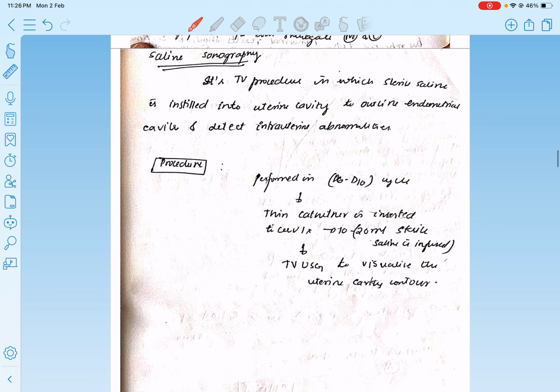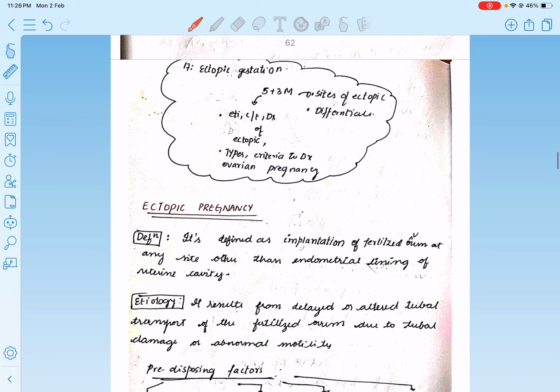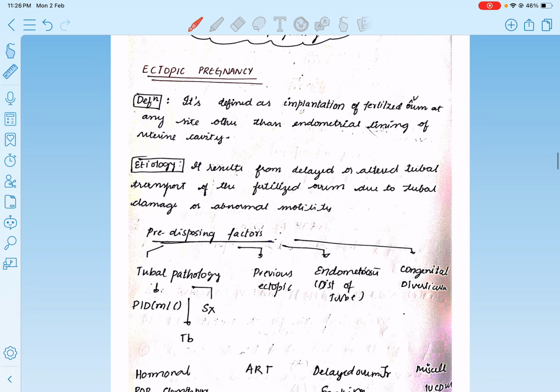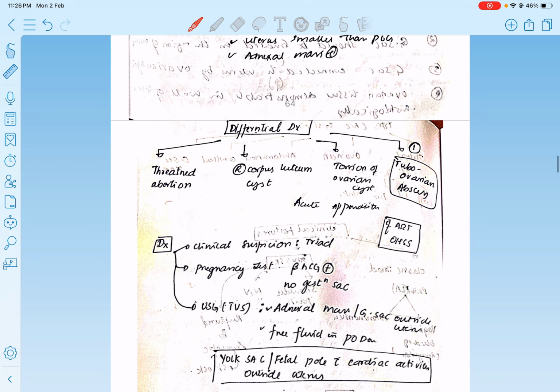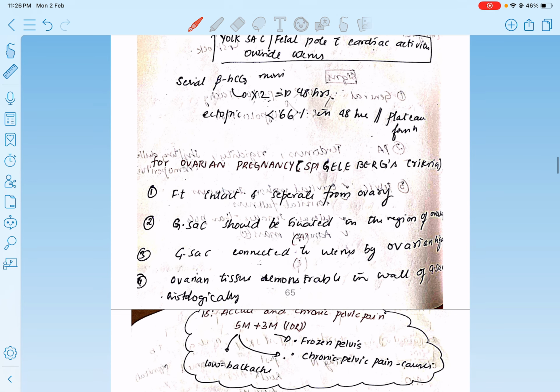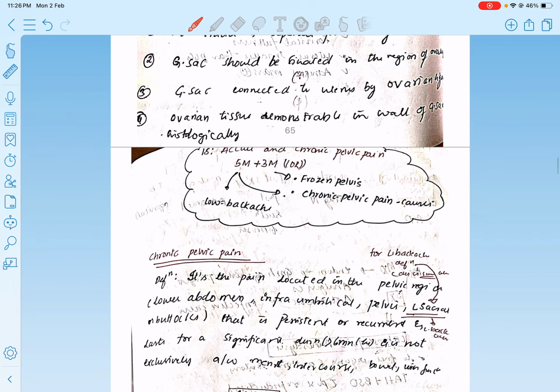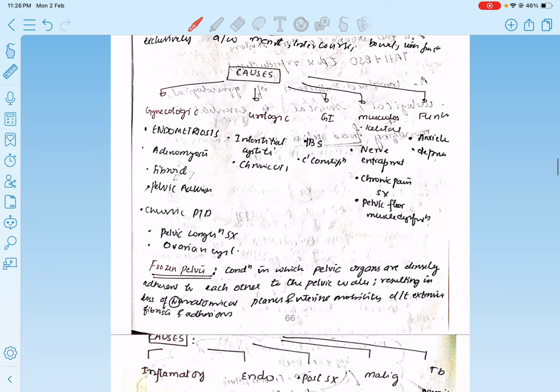Again, saline sonography might come as a 3 marker question. Ectopic gestation I have discussed in the obstetric part, so I am not discussing it. The only important thing from the gynec part is that they might ask you the criteria for MCQ, or sometimes as a 3 marker, what is Pijlberg's criteria, which is something related to the ovary. That's it. And acute and chronic pelvic pain is an RS2 type of question. If you have time, then you need to come and study.